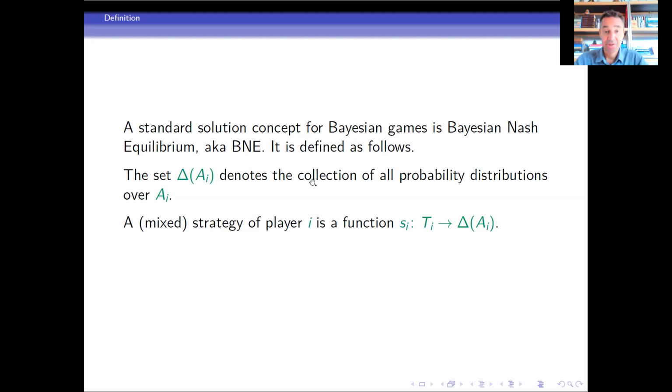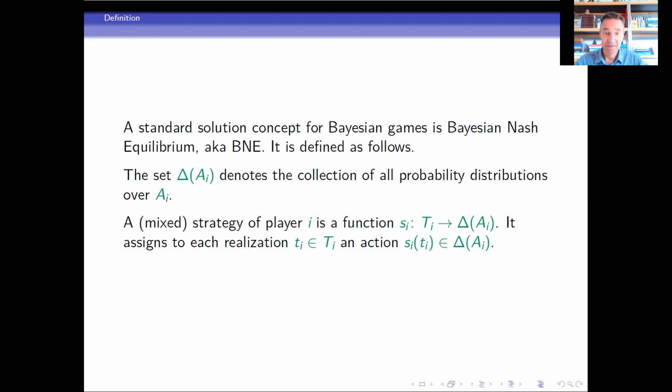And what's now a mixed strategy? A mixed strategy is a function s_i that assigns to each possible type for player i such a mixed strategy or mixed action. Why do we do that? Well, because we want to have an ex ante notion, meaning that you don't know exactly which type of the other players will be realized. So you need to know, for each type that is possible, what that type will do. Otherwise, you cannot compute expected payoffs. So in that sense, it's an ex ante notion.